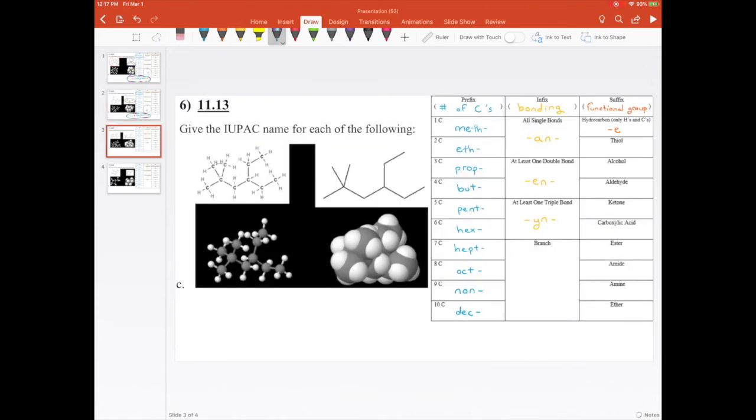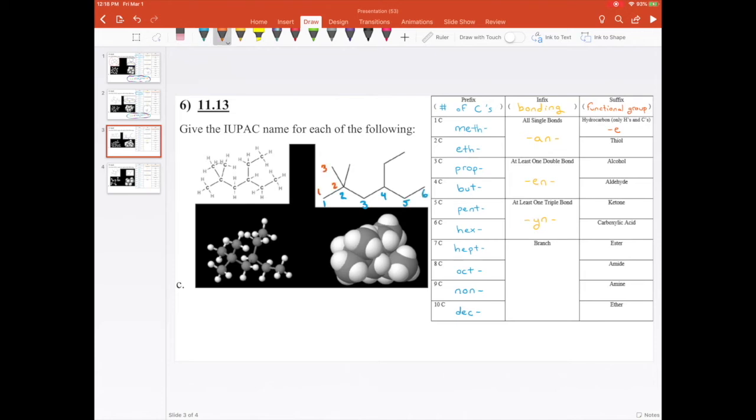All right, let's try this one. Now, this is an alkane that has branches, and so the first thing you want to do is to find out what the parent chain is. The parent chain is the longest chain you can find without going backwards or lifting up your pencil. So, for example, different possible parent chains are 1, 2, 3, 4, 5, 6.